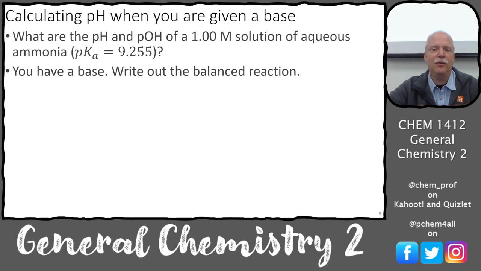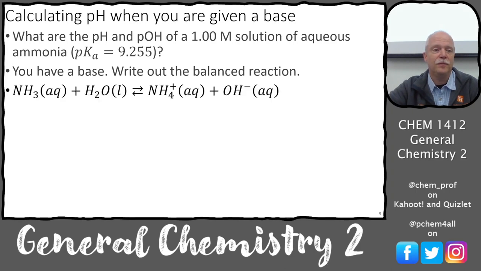So you have a base, so write out the balanced reaction. You have to know what ammonia is. That's basic information. So ammonia is NH3. And when it reacts with water, it steals a proton because it's a base. And it makes NH4 plus and hydroxide ion. So that's your basic balanced equation.